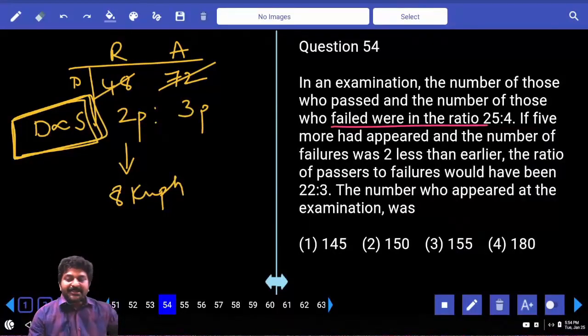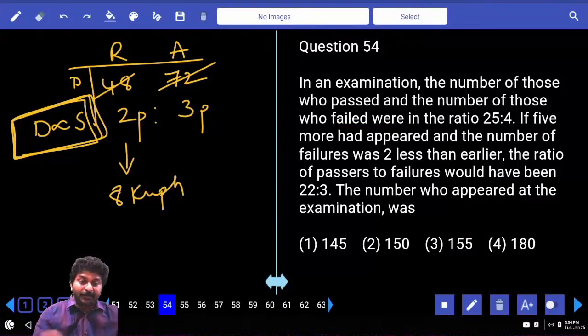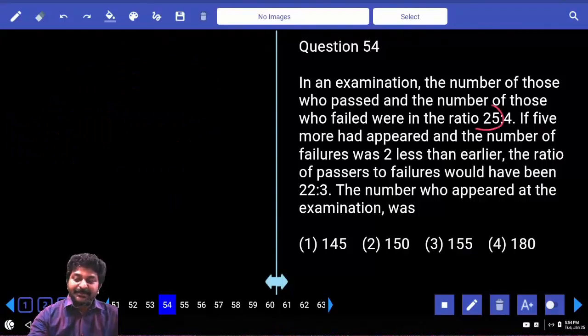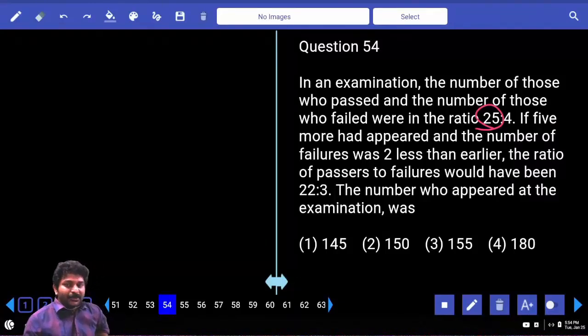In an examination, the number of those who passed and the number of those who failed were in the ratio 24:4. So how many people passed here in terms of parts? 25. How many failed? 4 parts. And total appeared people? Appeared will have only 2 categories. If a person writes the exam, we will get either pass or fail, only 2. So appeared candidates are total 29 parts.